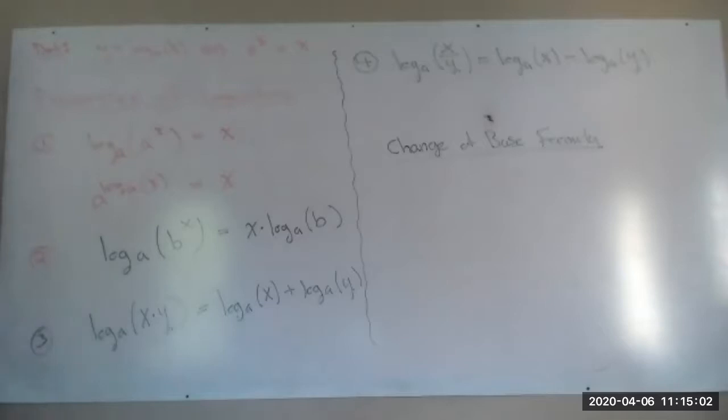The 2 bases that we use a lot, remember, are 10 and e. The base 10 logarithm we call the common log, and we just write log with no base. And the base e logarithm we call the natural log, and we write ln.